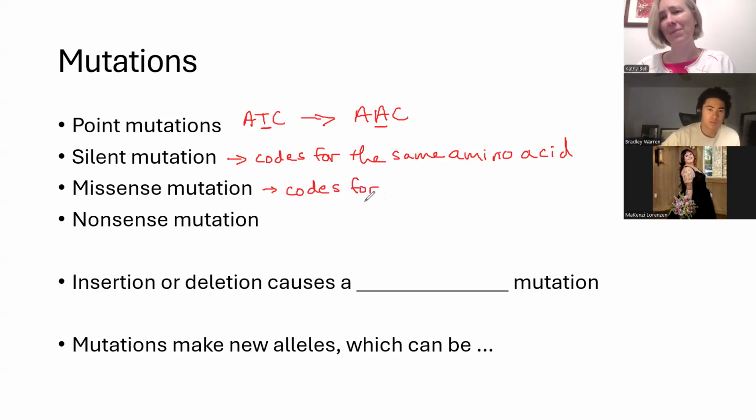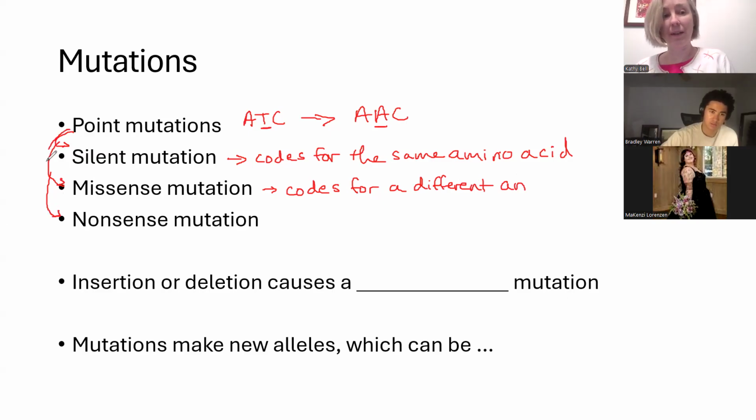And what about a missense mutation? That's for a different amino acid. It's going to code for a different amino acid. Can a point mutation be silent? Yeah, so a point mutation could be any of these three.